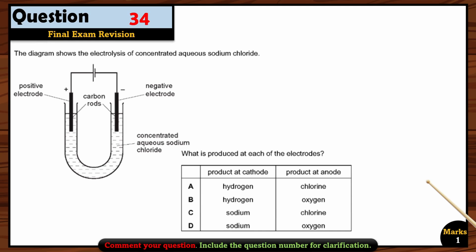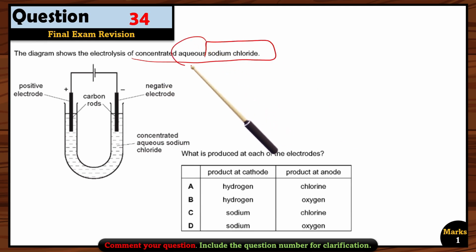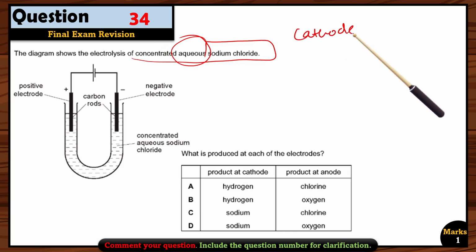Let's see another example. The diagram shows the electrolysis of concentrated aqueous sodium chloride. Again, you have seen the word aqueous. It means solution. So what are you going to get at the cathode? It's simple. You are going to get hydrogen, right? At the cathode, it will always be hydrogen as a product if you have an aqueous solution. The exceptional case is copper sulfate or copper chloride. If there is any compound of copper or maybe silver, these two are the exceptional cases, but in all other solutions, you are going to get hydrogen at the cathode.